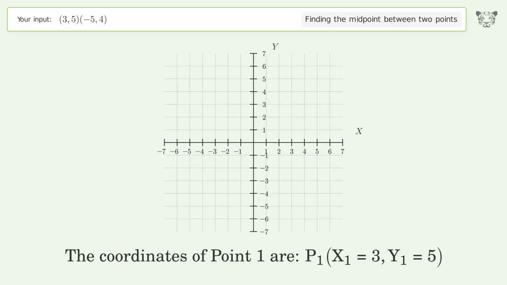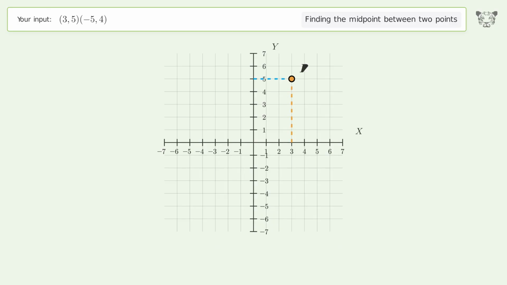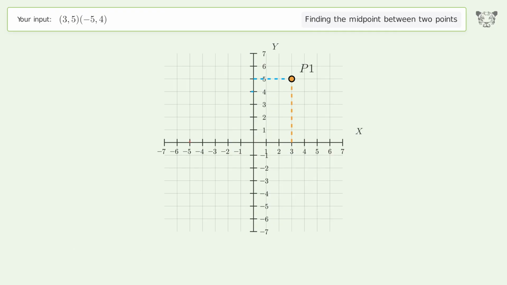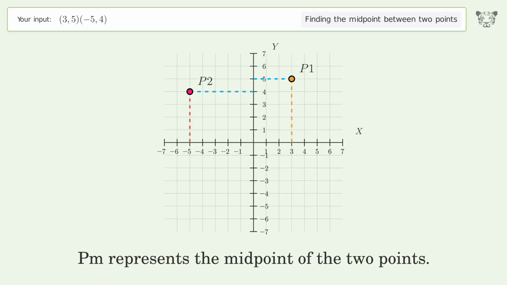The coordinates of point 1 are, x1 equals 3, y1 equals 5. The coordinates of point 2 are, x2 equals -5, y2 equals 4. PM represents the midpoint of the 2 points.